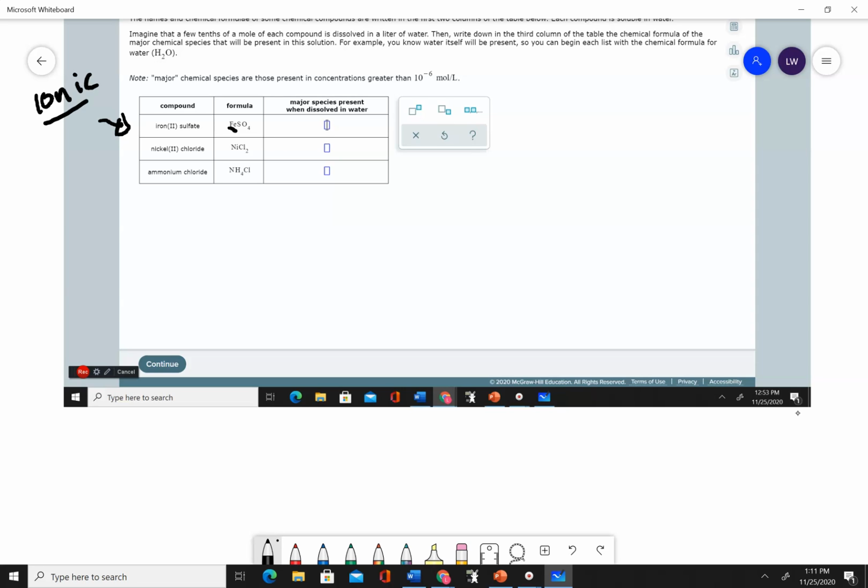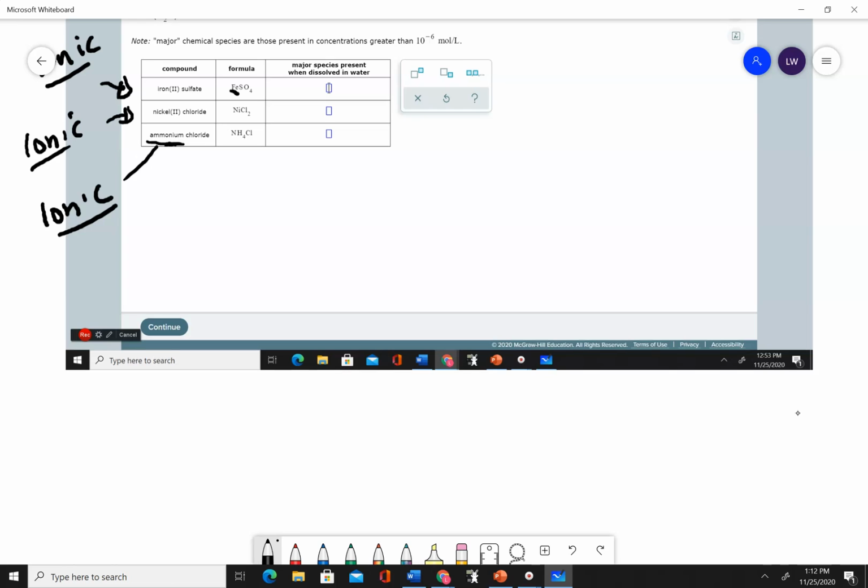Then we've got nickel 2 chloride. Again, nickel is a metal, so we know that that's an ionic compound and that it's going to dissociate into its component ions. And then we've got ammonium chloride, and it begins with the symbols NH4, which means the cation that is present there is the ammonium cation, and it's a rare example of a polyatomic cation, so that also is an ionic compound. So all of these things, when they're dissolved in water, are going to dissociate into their ions. So now we just got to work out what those ions are and what their charges are.